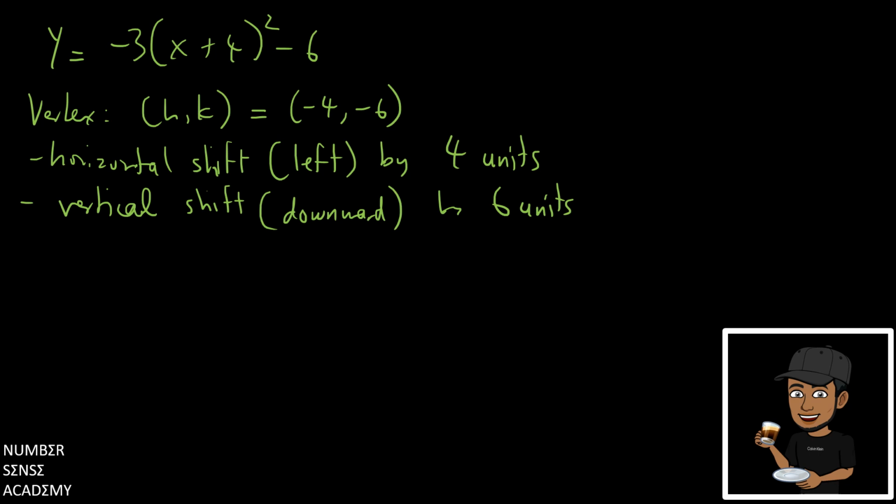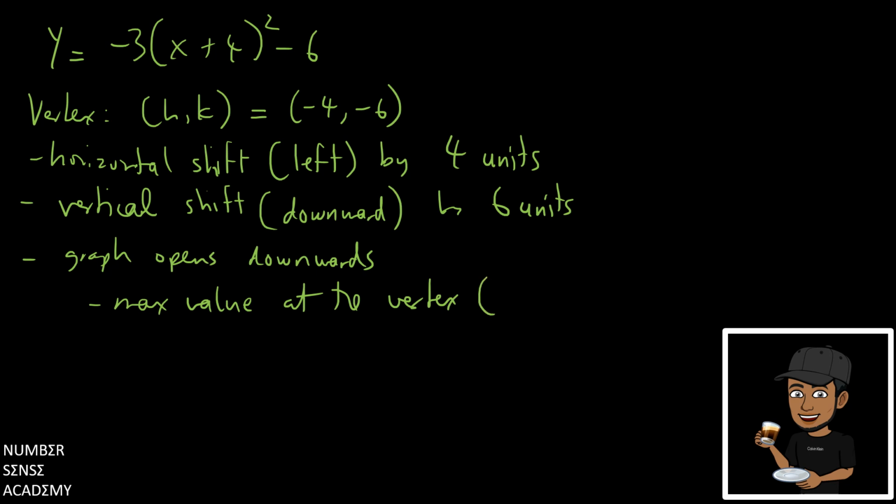Okay. I see that there's a negative sign in front, so the graph opens downwards. And right away that tells me there's a max value at the vertex. And that's going to be where y is equal to -6. All right? And then the next thing I'm going to look at is the equation of the axis of symmetry, which is x equals h. In this case, x is equal to -4. So that splits the graph in half.